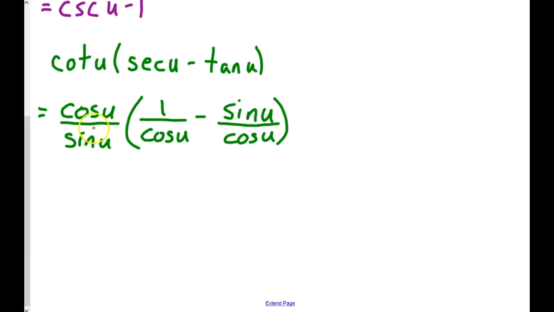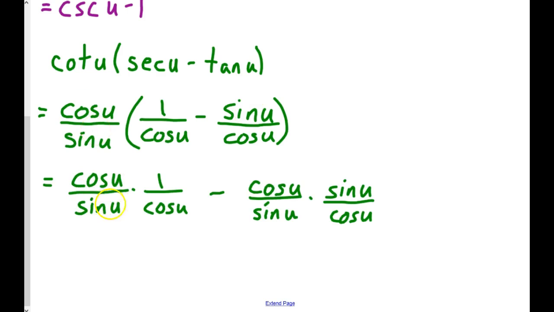Now we have cosine of u over sine u times the quantity of 1 over cosine u minus sine u over cosine u. Now we can multiply and distribute the cosine u over sine u to each of the terms in parentheses. So we have cosine u over sine u times 1 over cosine u minus cosine u over sine u times sine u over cosine u. Now we're going to look and see if we can get anything to simplify. In the first fraction, we have cosine u over cosine u, which will simplify. In the second fraction, cosine u over cosine u and sine u over sine u.